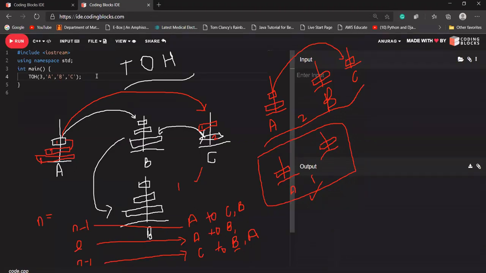If I want to do it for 4 disks, first I'll be transferring all the 3 disks to C. For doing 3 disks, our function will first do it for 2 disks only. And for doing 2 disks, it will do it for 1 disk only, and we are writing the solution for 1 disk only. Okay, in that case it will be transferred to C, and it will come back. It will say that now I have transferred 1 disk.